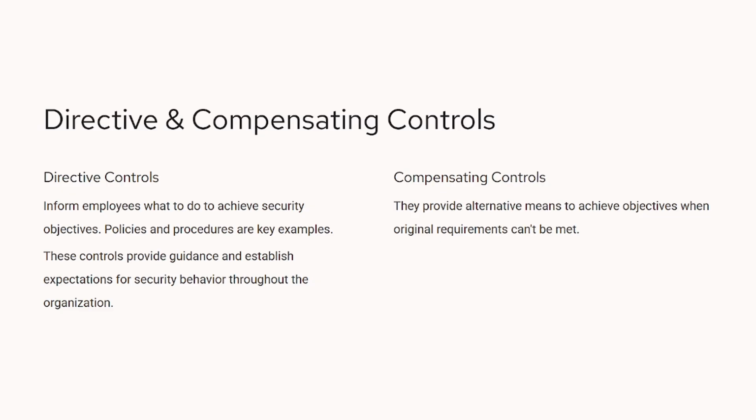We also have directive controls, which inform employees on what to do to achieve security objectives. Policies and procedures are the key examples of directive controls, because they provide guidance to establish expectations for security behavior throughout the organization. Then lastly, we have compensating controls, which provide alternative means to achieve objectives when the original requirements cannot be met. An example for compensating controls.